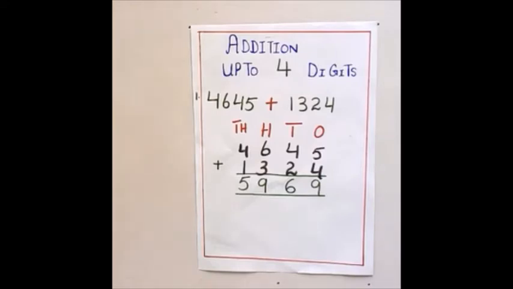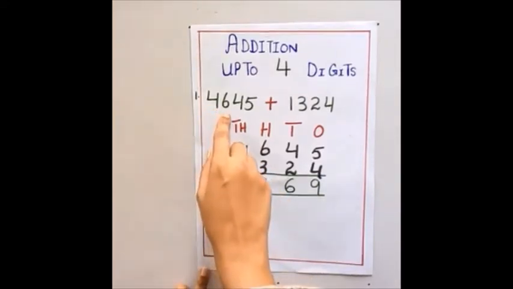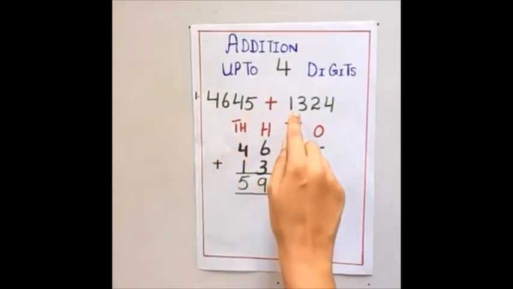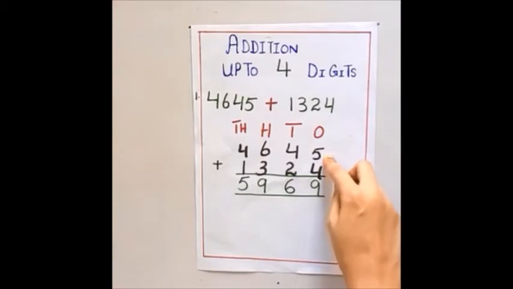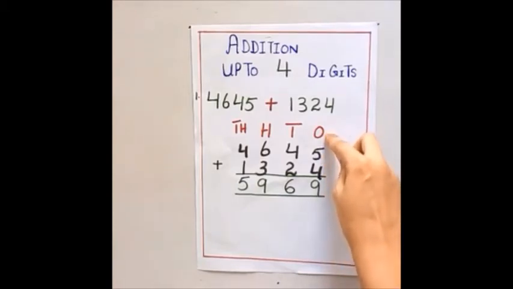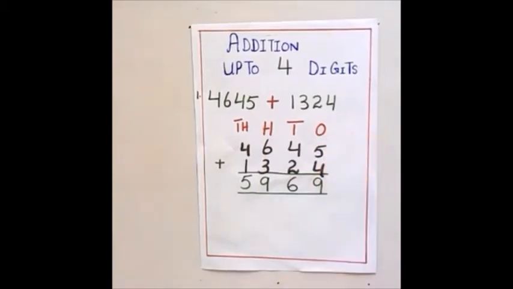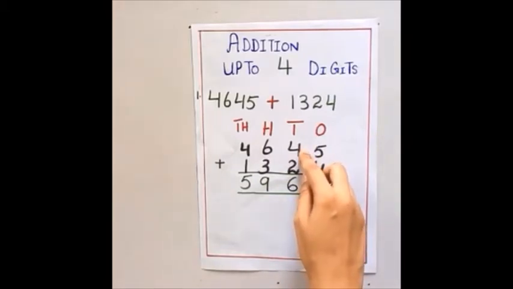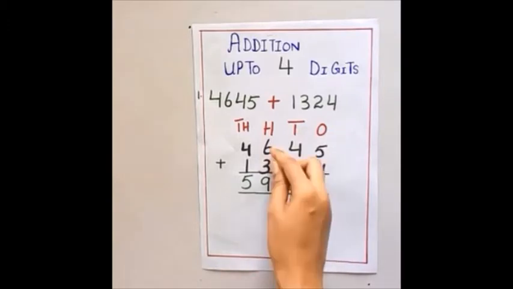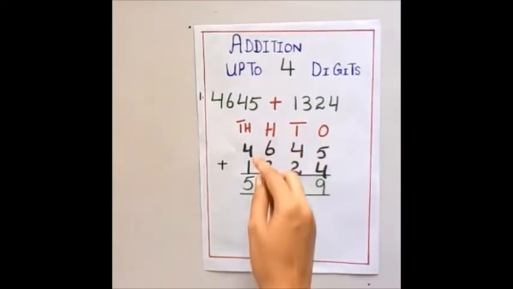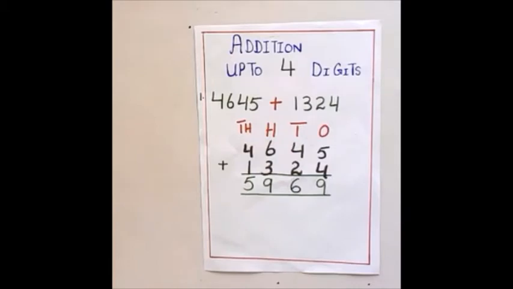So I have 4645 and 1324. So first I write this number. Now 5 is in the ones place, so I will write 5 under the ones place. Then 4 is in the tens place, so I write 4 under the tens place. Then 6 under the hundred place and 4 under the thousand place.